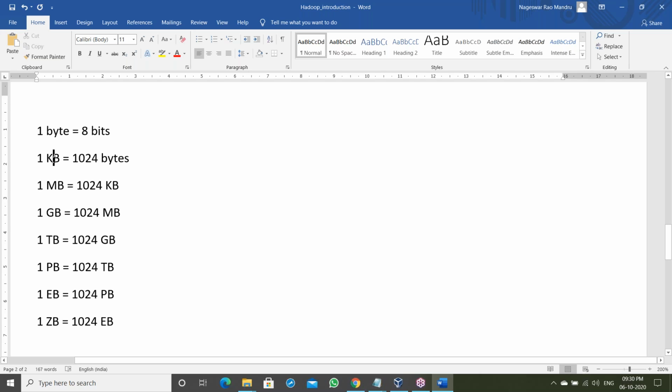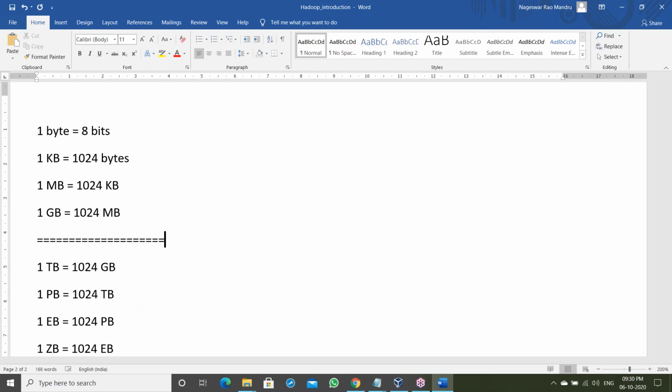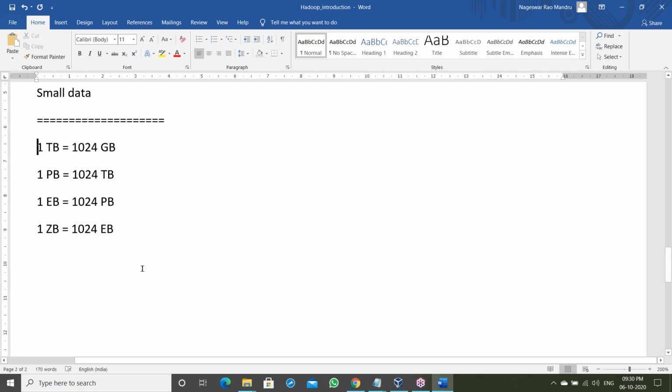KB is 10 to the power of 3, next 10 to the power of 6, 10 to the power of 9, 10 to the power of 12, 15, 18, and 21. Up to GBs comes under small data. Terabytes to zettabytes comes under big data. This is the big data range.